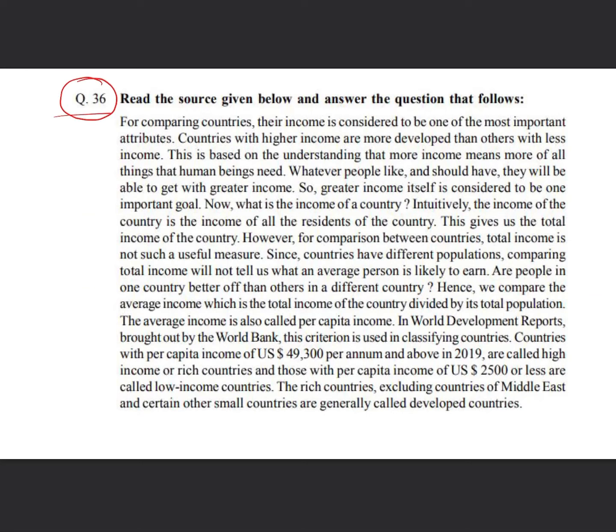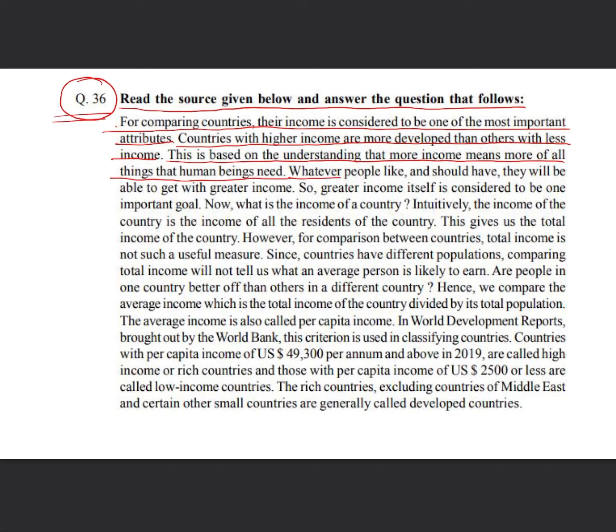Question number 36. Read the source below and answer the question that follows. For comparing countries, their income is considered to be one of the most important attributes. Countries with higher income are more developed than others with less income. This is based on the understanding that more income means more of all things that human beings need. Whatever people like and should have, they will be able to get with greater income. So, greater income itself is considered to be one important goal.